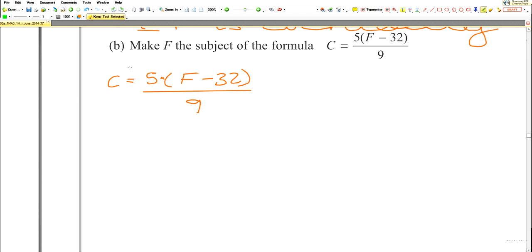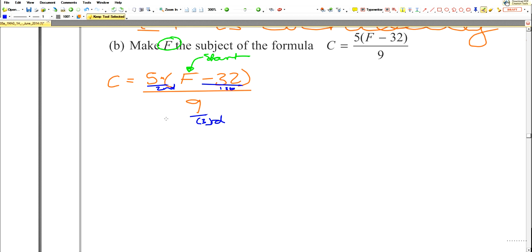So, how do we start the question? We start by looking at the letter. We start at the F that we want to make the subject, and then we identify the actions. So F is first of all been minus by 32. We call this the first action. It has then been times by 5, which is called the second action, and then it's been divided by 9, which is the third action. So write down here first, second action, and third action.